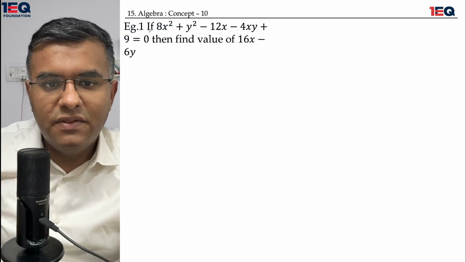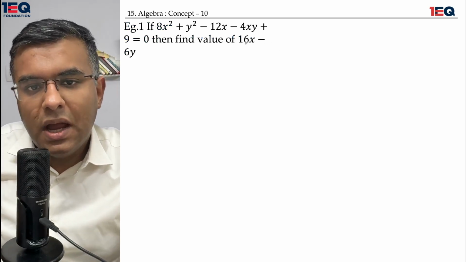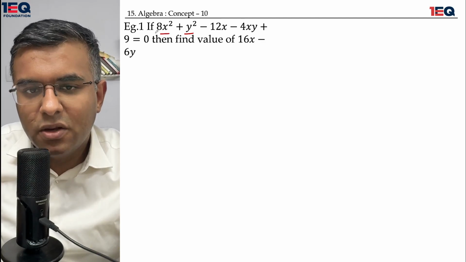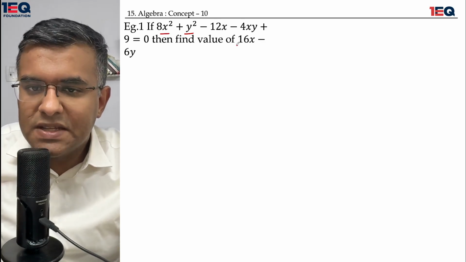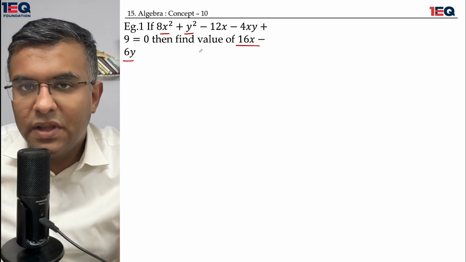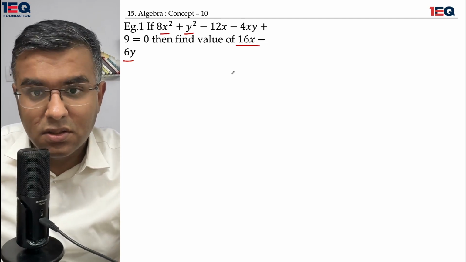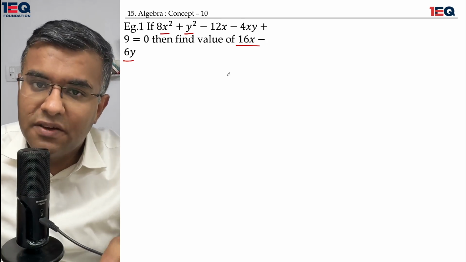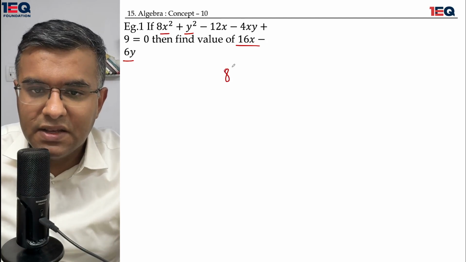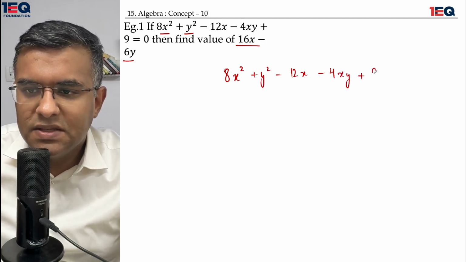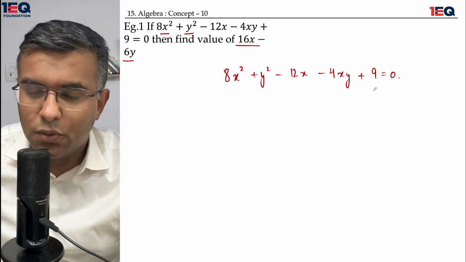Now we'll try to factorize this down, and because everything that is here is in the degree of 2, the degree of this entire polynomial is 2, but the question that is being asked is of degree 1. So that means there must be some factorization which is missing from the equation. That is my cue, which means that factorization needs to be done. When I factorize this, I write 8x square plus y square minus 12x minus 4xy plus 9 is equal to 0.